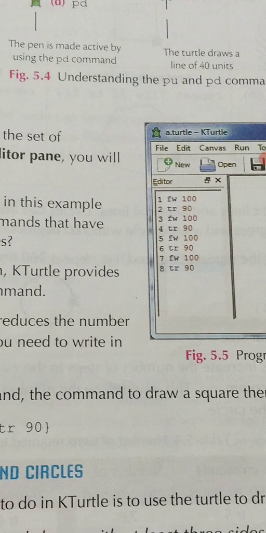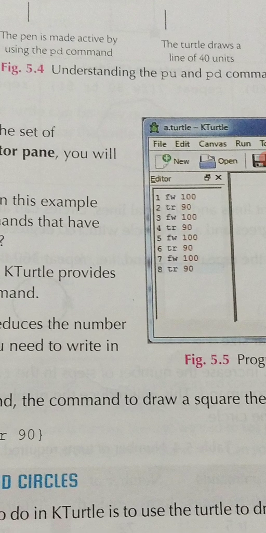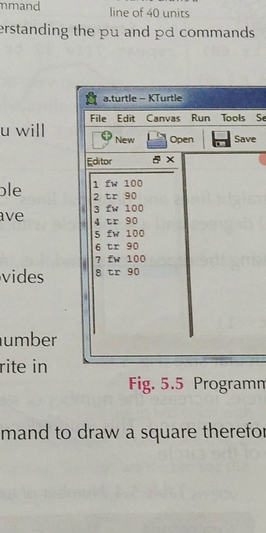In figure 5.5 you see, in the left corner, the picture of the editor pane. At the bottom of your editor pane, 1 you will see FW100, 2 TR90, 3 FW100, and number 4 is again TR90. Like this you will find that this FW command has been repeated how many times? Once, twice, third, fourth. The FW command has been repeated 4 times.